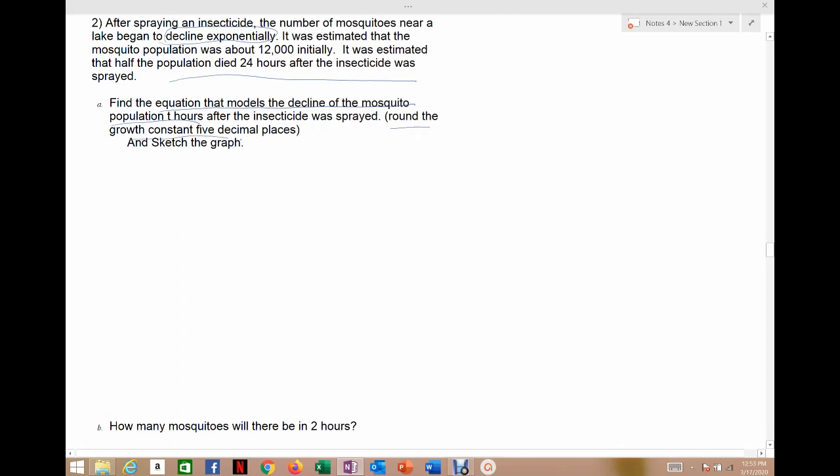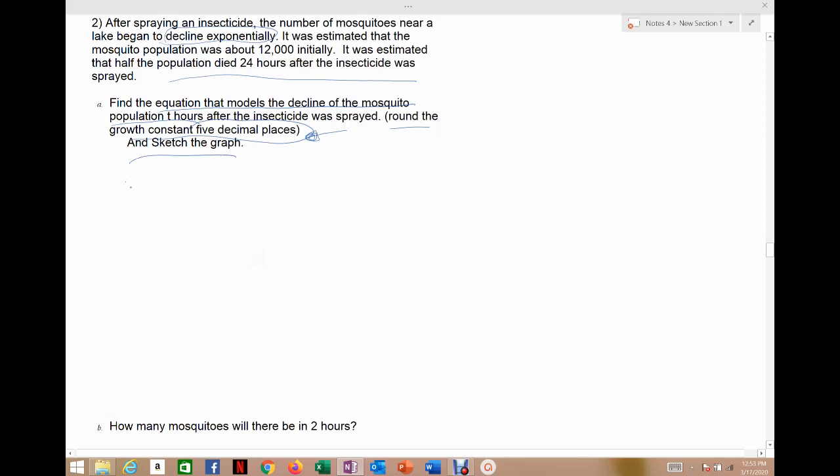Round the growth to 5 decimal places. If you round it less than that, your answer will come out off, and sometimes with exponentials, it can be way off. So if they say round 2 places, round 2 places. If they say round 5 places, round 5 places. And then we'll get to the sketch like before.